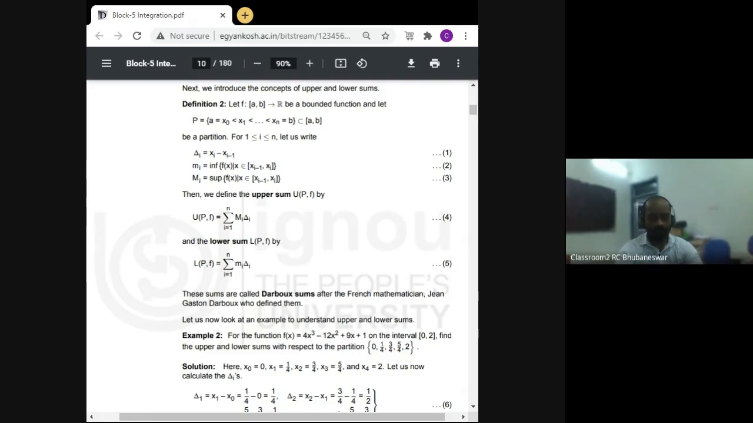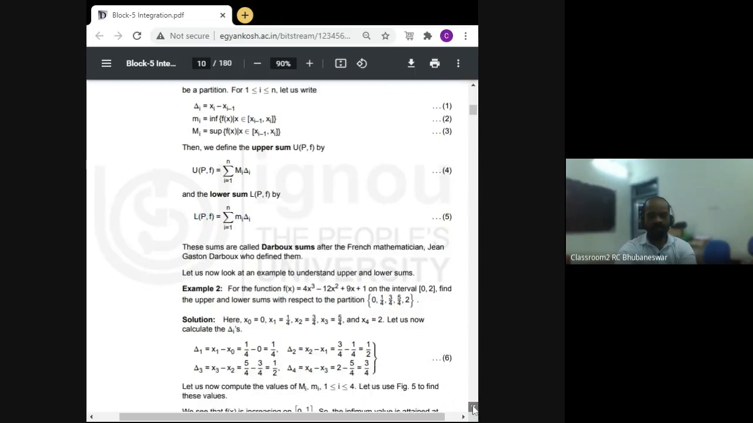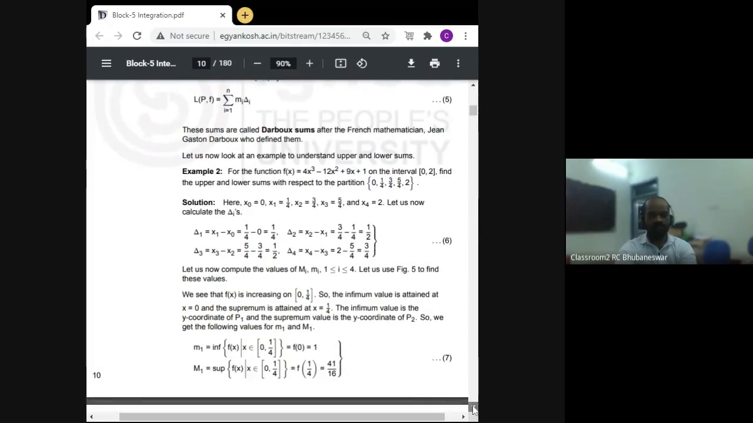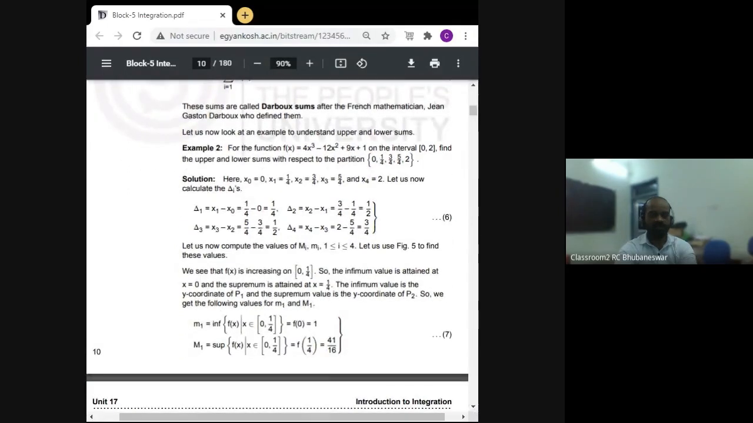These are the two expressions we use to define the upper Darboux and lower Darboux sums of a function in a certain interval with respect to a partition P, in which we have exactly n partitions, represented as x0, x1, x2 up to xn. Let us discuss how we can apply this to calculate the Darboux sums of a function with respect to a certain interval.